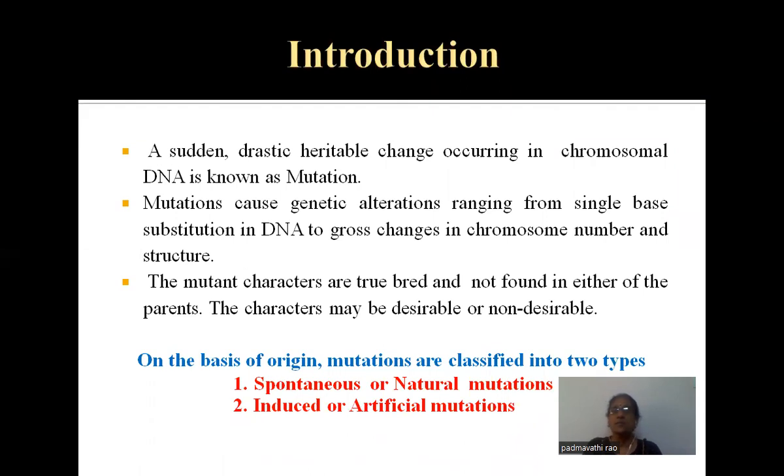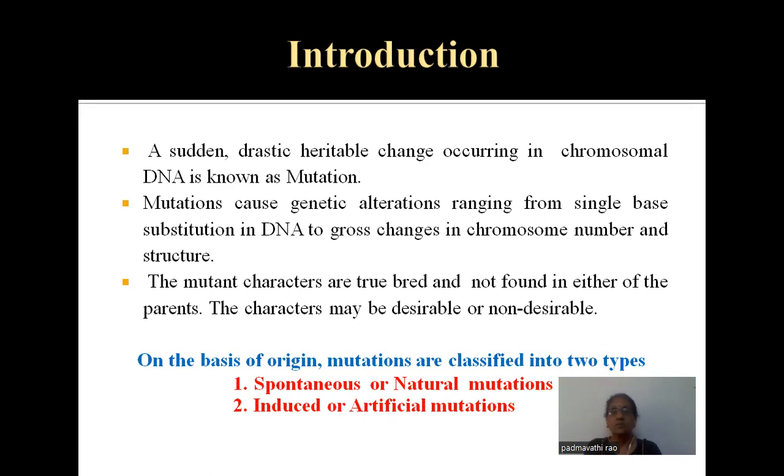Introduction. Generally, mutation is a sudden heritable change occurring in chromosomal DNA, and these mutations cause genetic alterations ranging from single base substitution in DNA to gross changes in chromosomal number and structure. The mutant characters are always true breeding, and these are not found in either of the parents. The characters may be desirable or not desirable. If the characters are desirable, we can introduce them into the population. If they are not desirable, then we can easily eliminate them from the population.